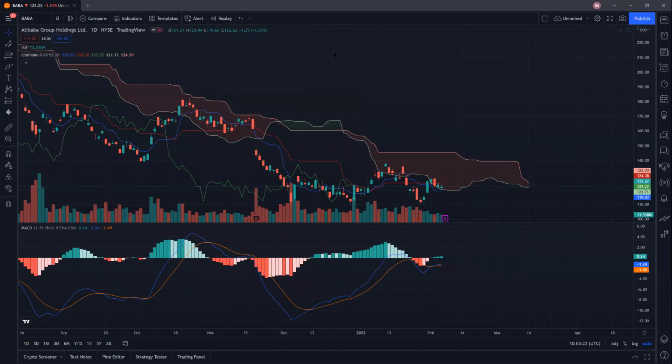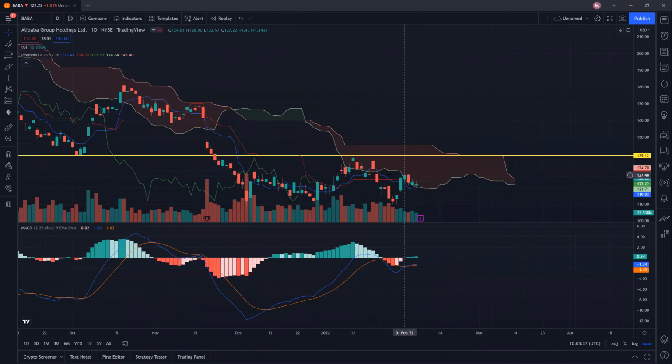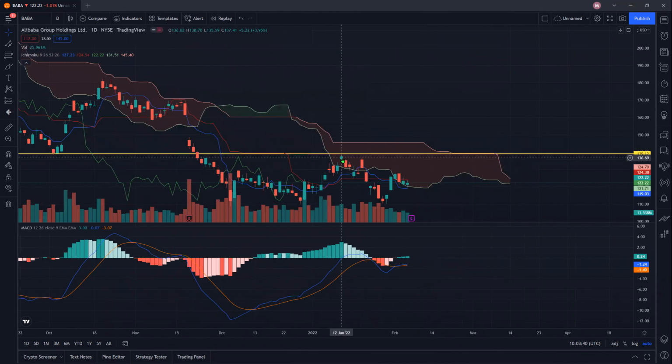Personally, my target, looking at the title of my video, I'm quite bullish on this Alibaba. I have a short-term target of 139, which is coming soon. The reason why I have this particular target is that I believe that the market makers will tend to push up to this price level.